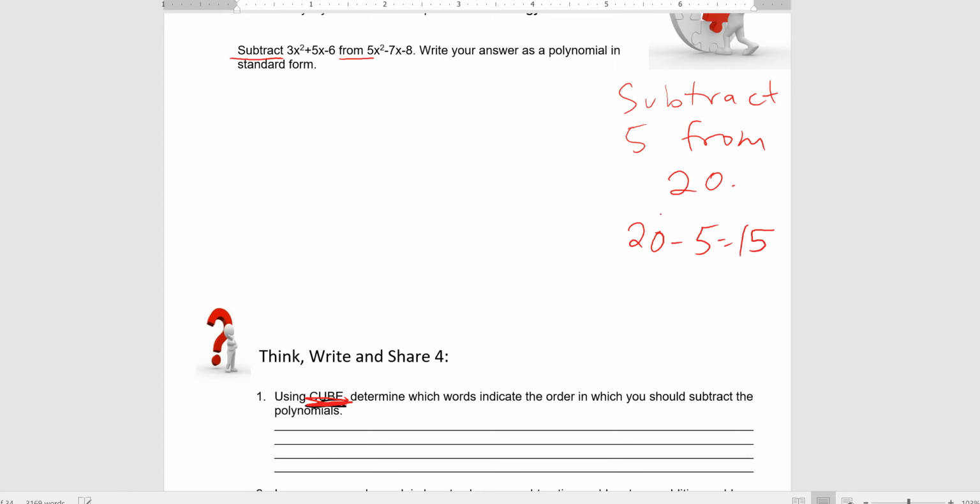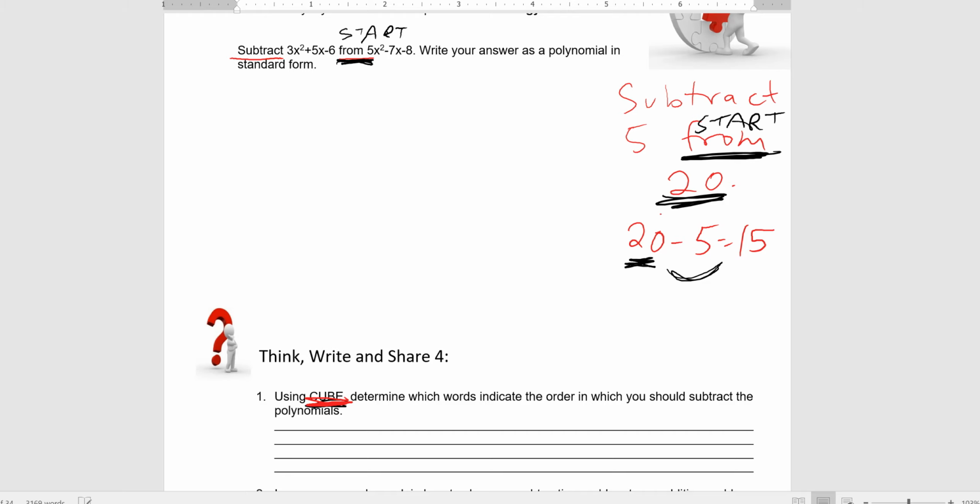So if we look at this, we can see that we started with the 20. The word from clearly tells us where to start. And then subtract 5 means now take away 5. So that came second. The word from tells us where to start from.